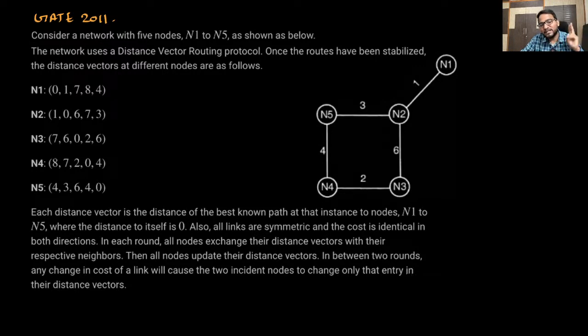In between two rounds, if there is any change in the cost of a link, that will cause the two incident nodes to change only that entry in their distance vectors. Exchanging something is called a round. But suppose this 6 gets changed to 5, then immediately the n2 entry will change for n3, to n3 this is 5, and from n3 to n2 it will also change to 5, but it is not considered a round. That's what they are saying. If you change some cost in between, then this is not a round, this is in between rounds. That's important.